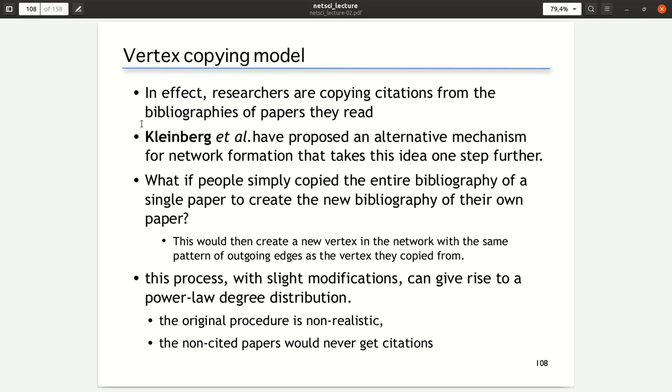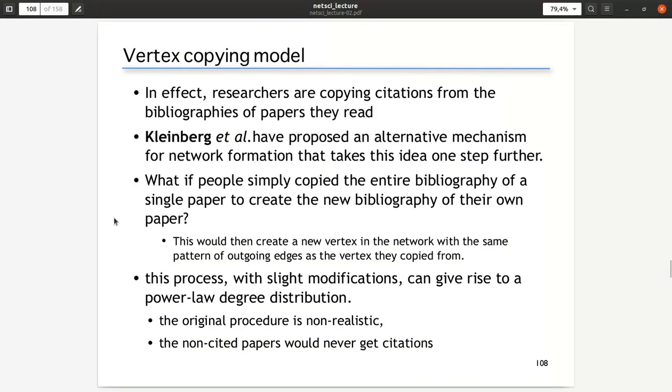The last model which we cover in today's lecture is the so-called vertex copying model. And again, it starts from a motivational example in which we can claim that researchers who are into scientific paper writing are sometimes or many times copying citations from bibliographies of papers they read. And Kleinberg and his collaborators have proposed an alternative mechanism for network formation, which takes this idea and adds a further step to it.